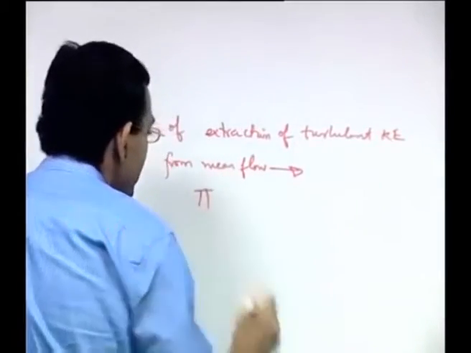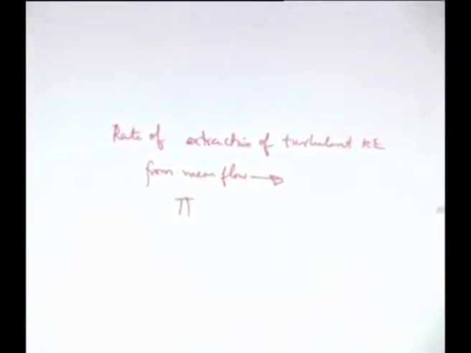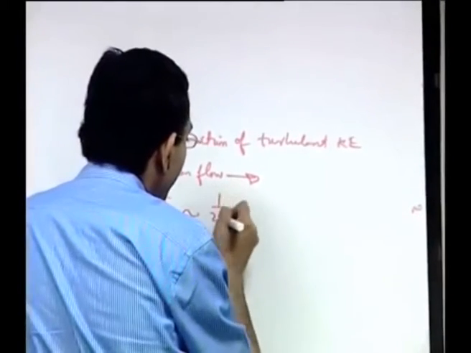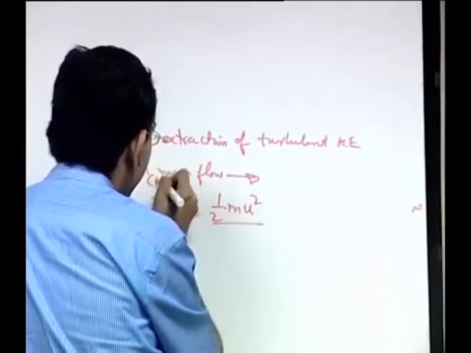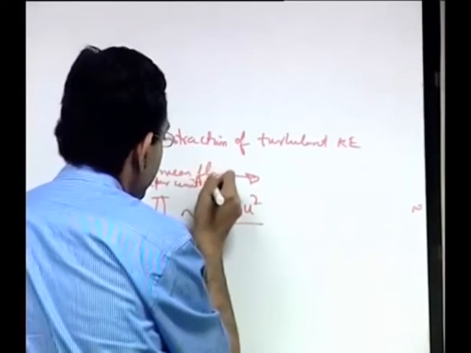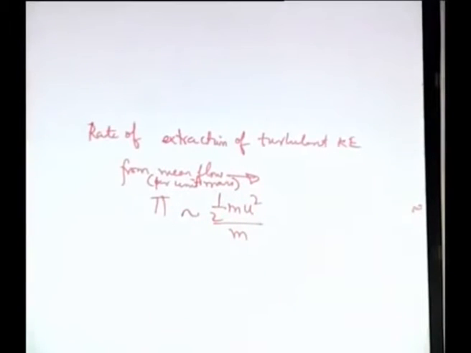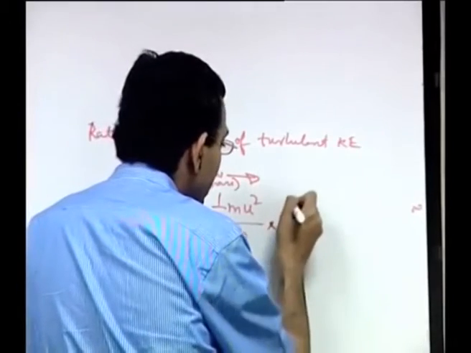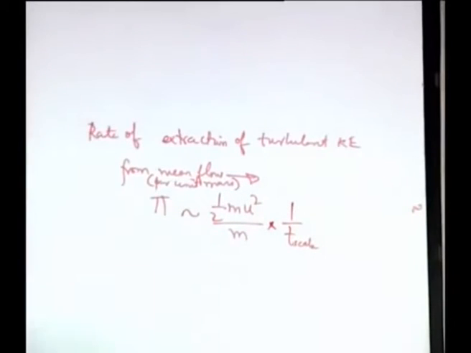So, let us call this as pi. So, this is of the order of what? Half mu square. So, this is per unit mass we write. So, that divided by m, this is the kinetic energy, so that divided by the time scale, per unit time, the rate.